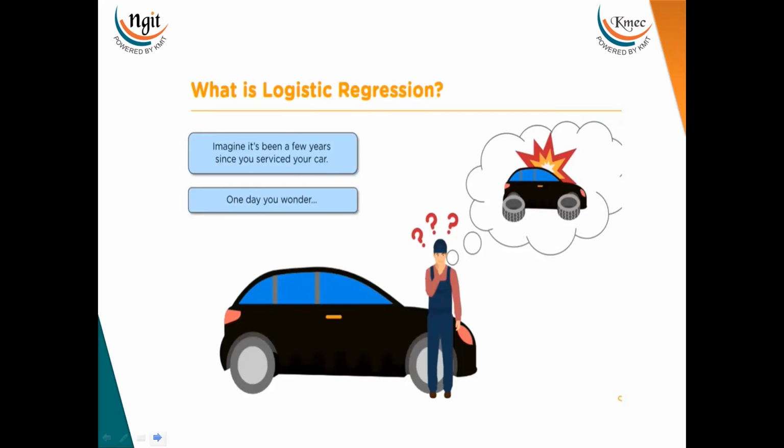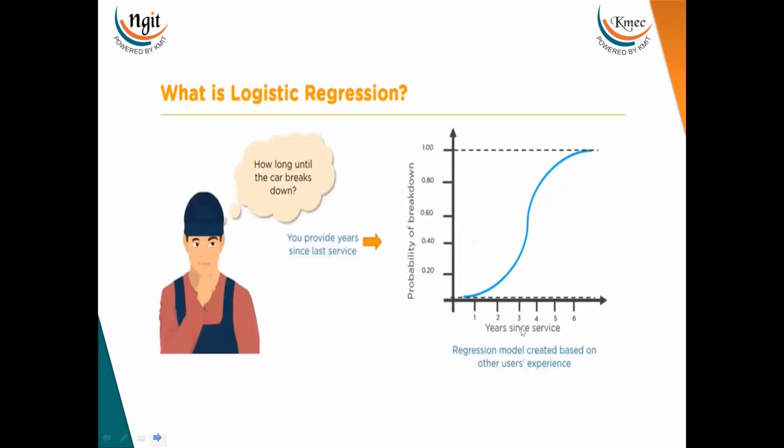Let's take a simple example of how logistic regression works. We all know that we have to go for a service of our vehicle, and we go for a service very frequently. I want to predict whether, if I do not go for a service, my car will break down or not. We have collected data from the past through user experiences, and we have drawn a graph as per the user experience.